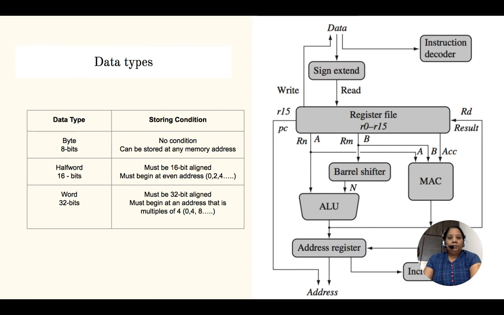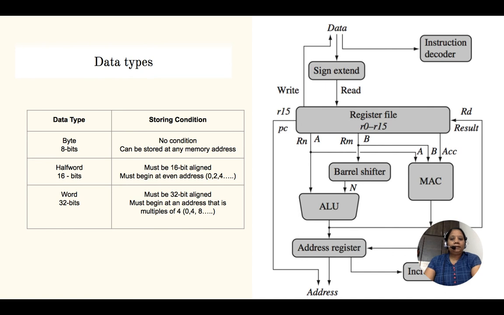Now coming to the different data types that are supported by the ARM7 architecture. ARM7 supports three types of data. First, it supports 8-bit data. There are no special conditions required to store 8-bit data. It can occupy any location in the memory address. It can be stored anywhere.